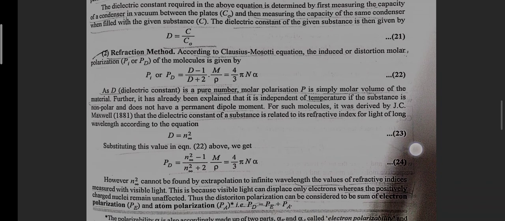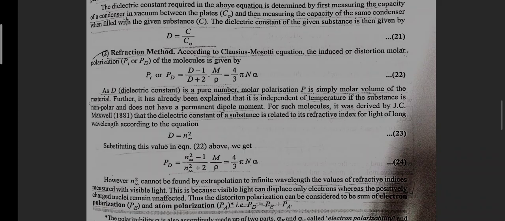According to Clausius-Mosotti equation, the induced or distortion molar polarization of the molecule is given by Pi or Pd is equal to d minus 1 divided by d plus 2 into m divided by rho is equal to 4 by 3 pi n alpha. As d, that is dielectric constant, is a pure number, molar polarization P is simply molar volume of the material. Further, it has already been explained that it is independent of temperature if the substance is non-polar and does not have a permanent dipole moment.